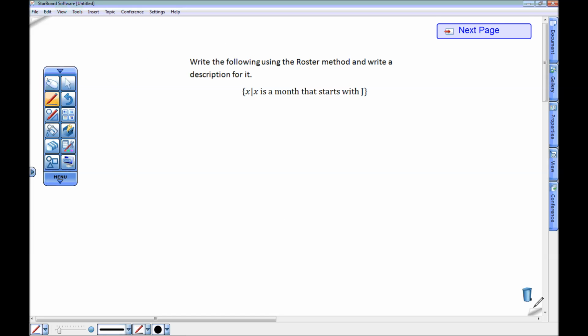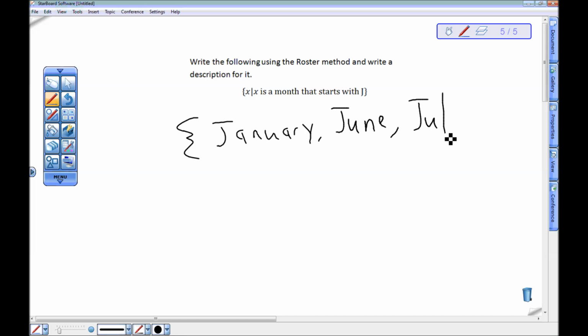I've got the set of all x such that x is a month that starts with J. I want to write the roster method and a description. So for the roster method, I just have to think, what are the months that start with J? Let's say January. February, no. March, April, May, June. July, August, September, October, November, December.